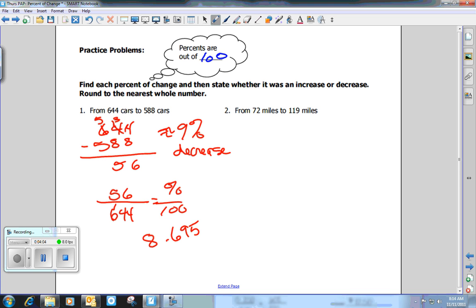I want you to try number 2, set that up. You're going to subtract. It's not going to be a negative number. You'll do 119 minus 72 and get the amount of change. The difference is that you're starting at 72 and you're going up. So at the end, it will be an increase instead of a decrease.